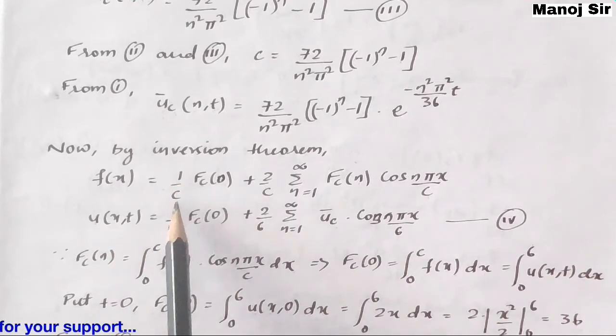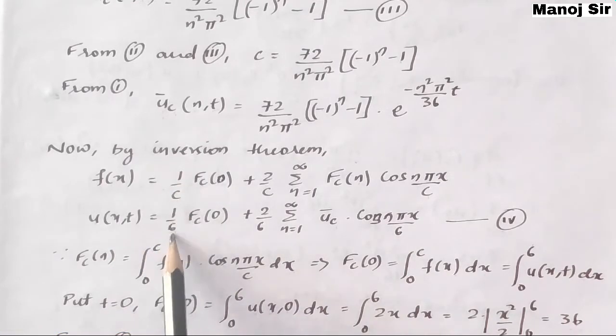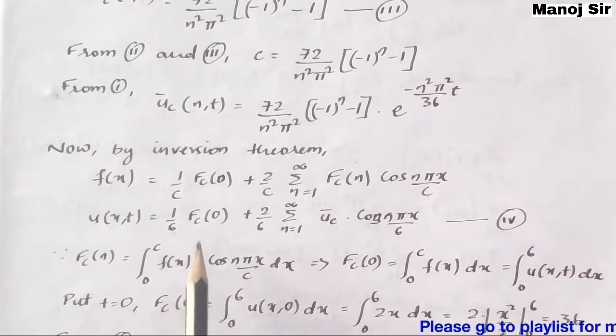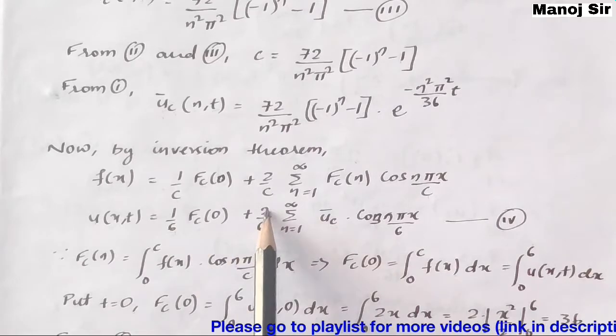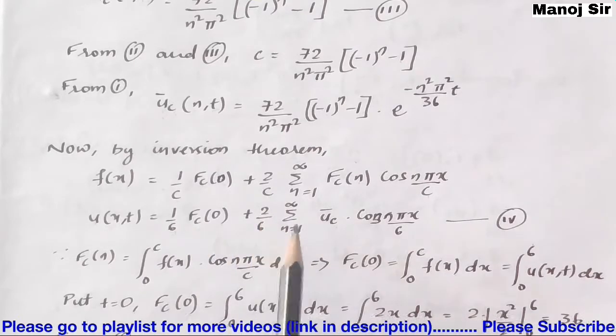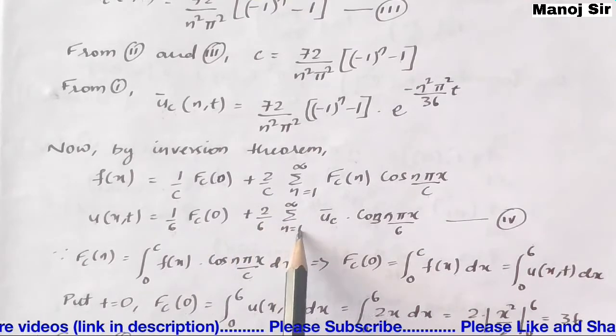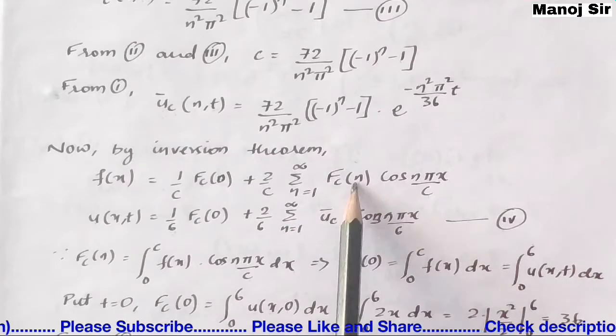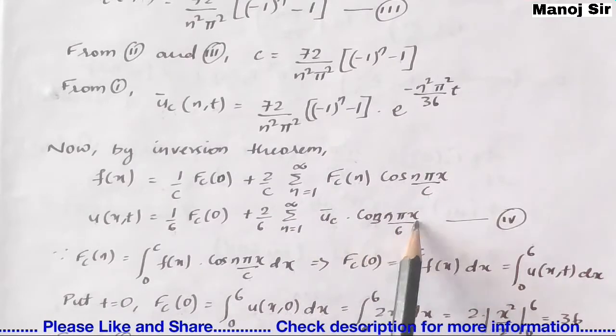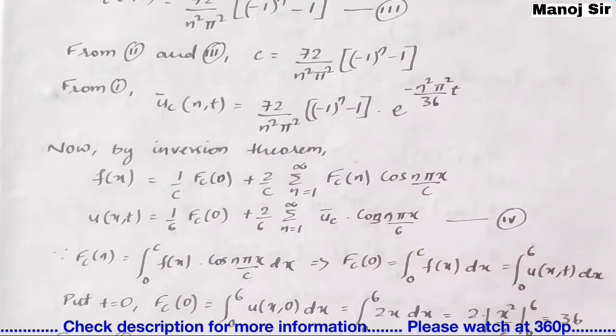Now this is equal to 1 upon c. What is c? That is 6. So 1 upon 6 fc 0 plus 2 upon 6, where c is 6, summation n equals 1 to infinity. What is fcn? That is u bar c into cos n pi x upon 6. Let's suppose this is my equation number 4.